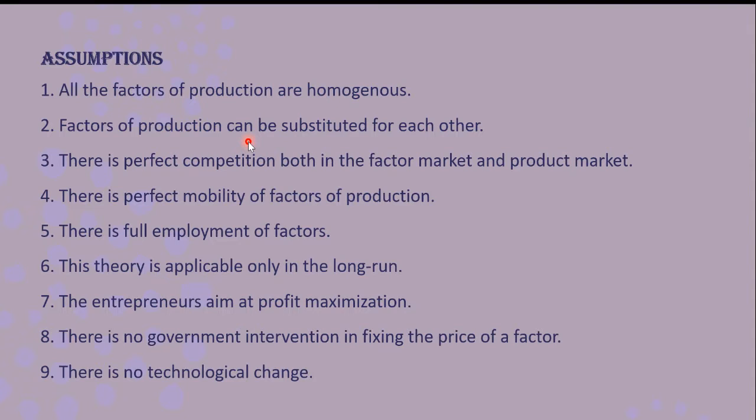If one factor is not able to work, another factor can be substituted because they are all homogeneous. எல்லாமே ஒரே மாதிரி இருக்கிறதுனால ஒண்ணு இல்லைன்னா கூட அடுத்தது சப்ஸ்டியூட் பண்ணி வேலை நடந்துட்டு இருக்கும்.